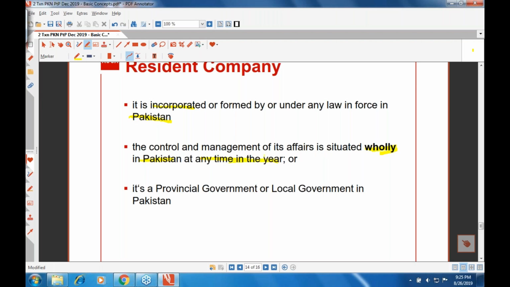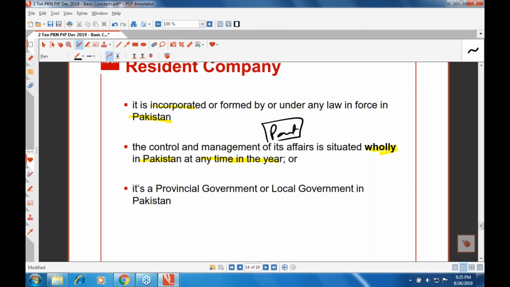time in the year. Like for example, you had a head office in Pakistan during the tax year for a one month period only. The next month you move your complete head office operations out of Pakistan. You'll still be considered a resident in Pakistan. But for example, if you have only part of the affairs or part of the management in Pakistan, then you'll not be considered resident.